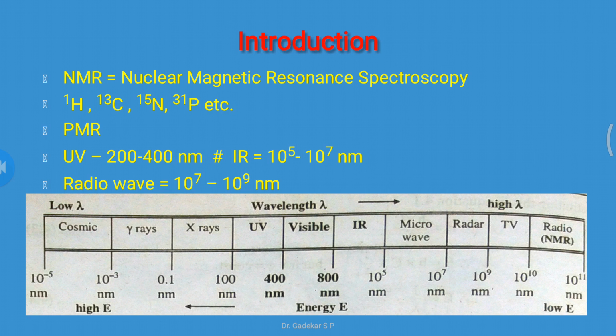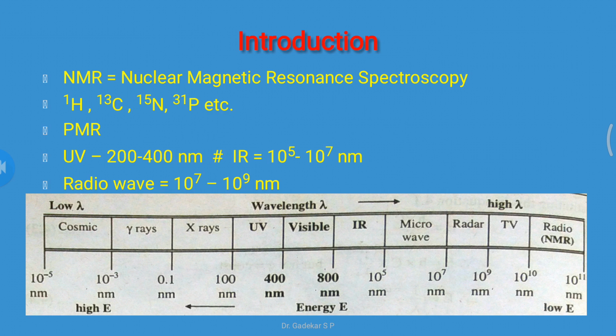IR radiation, and this IR radiation occurs in 800 to 10 raised to 5 nanometers, its wavelength. Sorry, that was a mistake earlier. The IR region in the electromagnetic spectrum occurs from 800 nanometers to 10 raised to 5 nanometers. There are different IR regions, near IR and far IR. The near IR region comes after the visible radiation. The far IR region is after the microwave region.